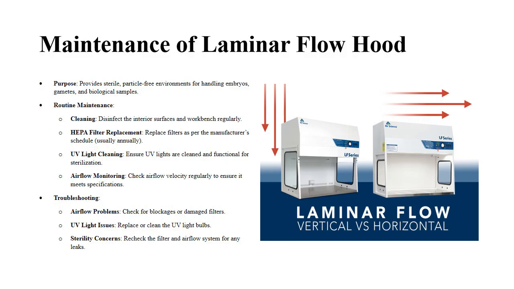UV light maintenance: ensure that UV lamps, if present, are functioning and cleaned periodically. Replace bulbs when they begin to dim. Airflow monitoring: check airflow velocity regularly with an anemometer to ensure it meets the manufacturer's specifications. Troubleshooting airflow issues: if airflow is weak or inconsistent, check for blockages in the filter, ductwork, or vents. Ensure the HEPA filter is in good condition and replaced as necessary.